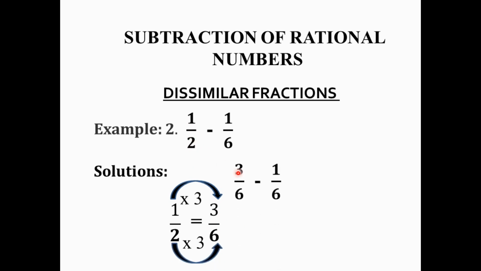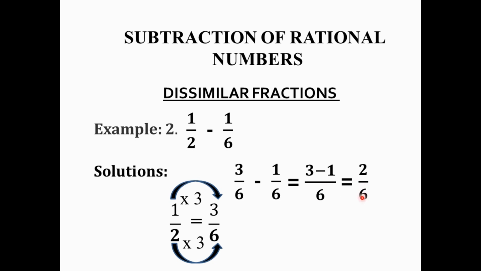Alright? So 3 over 6 minus 1 over 6. So the two fractions now are similar. So we will now subtract the numerators. Okay, 3 minus 1 over 6. Then 3 minus 1, that is 2.